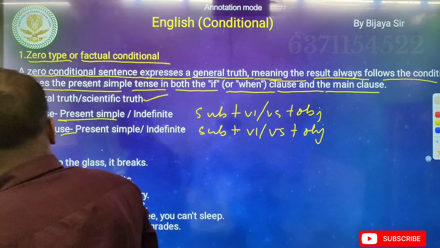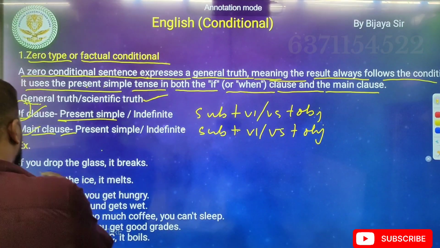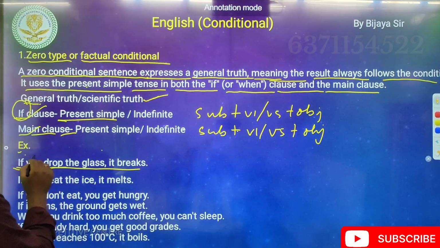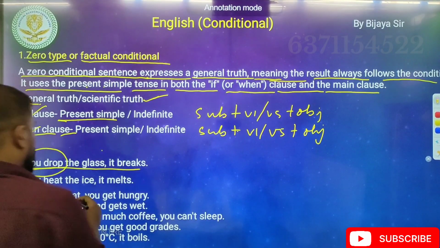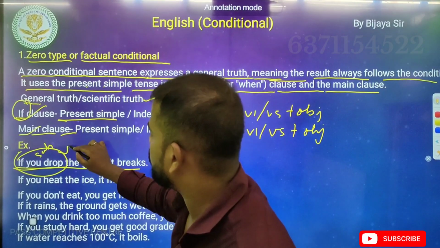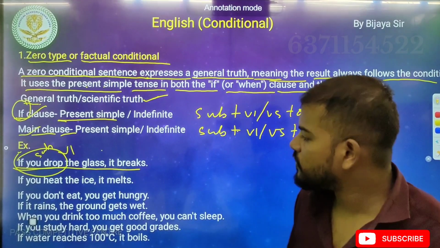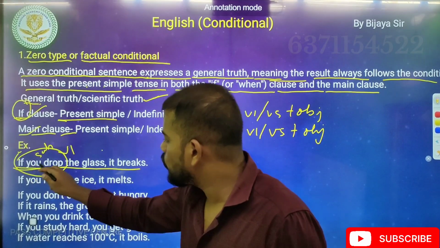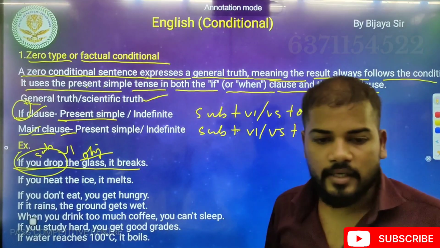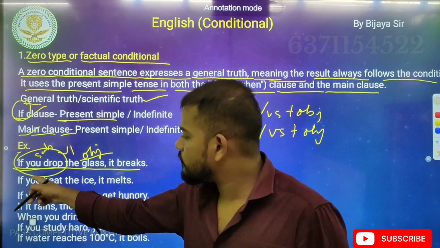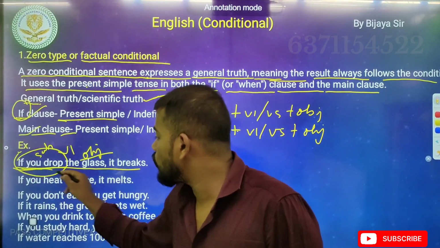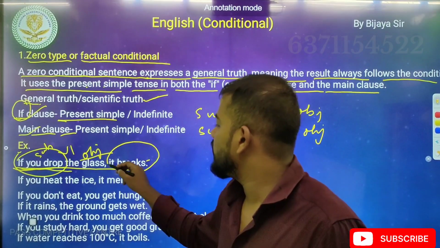Now come to the examples, dear students. If you drop the glass, it breaks. Look at the example. If you drop the glass, this one is the if clause. You is the subject, drop is the verb first form, right? The glass is the object. So if you drop the glass, this one is the if clause, and this one is the result clause: it breaks.